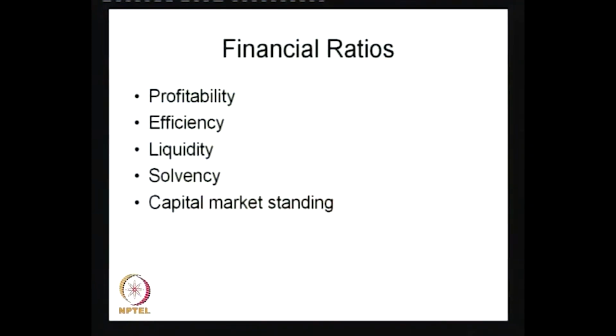Then the next one is the efficiency ratio. Efficiency ratio indicates how efficiently the assets or the resources of the company have been used. So, better efficiency reflects a better ratio. We can say that yes, this company has used assets in a better way or not. So, that is called an efficiency ratio.